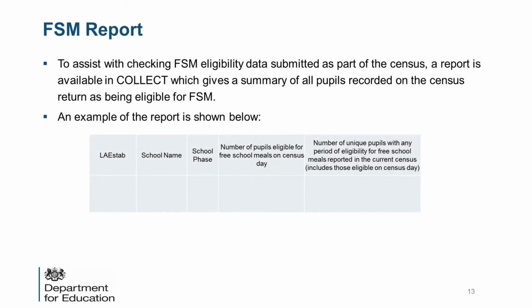A report is available to help you to check the FSM eligibility data submitted in your census. You can run this by clicking the Launch Reports button on the front page of your census. An example of the report is shown here. Please note that this report refers only to FSM eligibility reported in the current census collection and not the FSM EVER measure used to allocate the pupil premium, which I will talk about in the following slides.